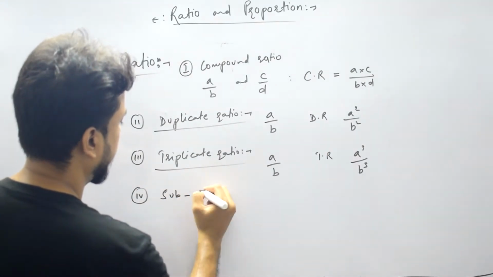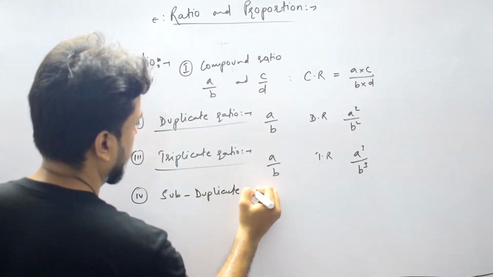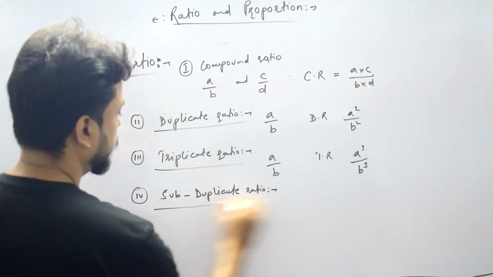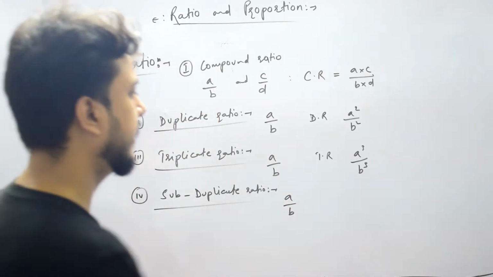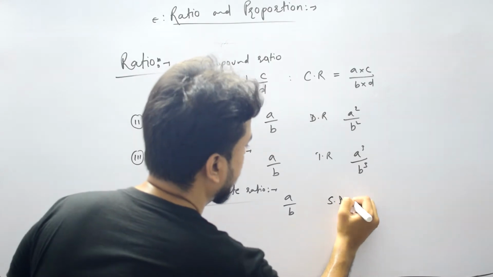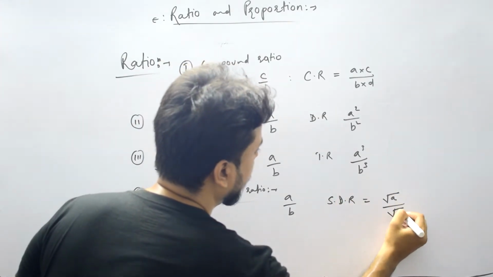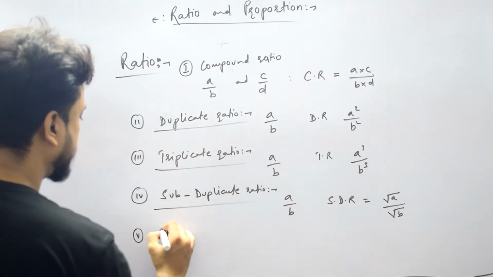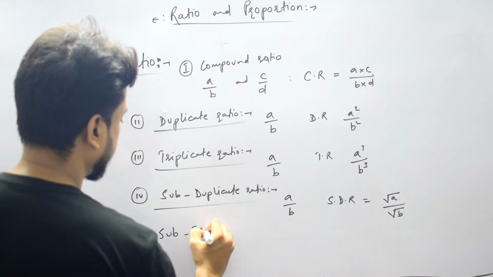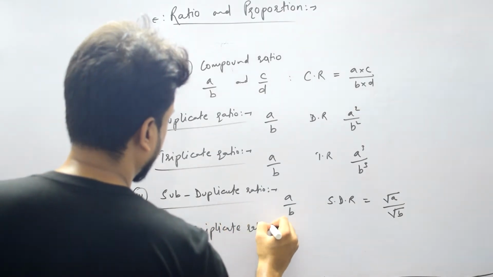Then comes subduplicate and subtriplicate. First, subduplicate ratio. Suppose A by B is the ratio, its subduplicate ratio will be root over A by root over B. We have to simply find the square root. And the fifth one is subtriplicate ratio.